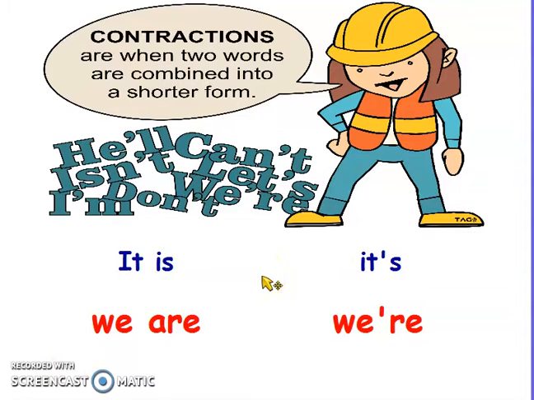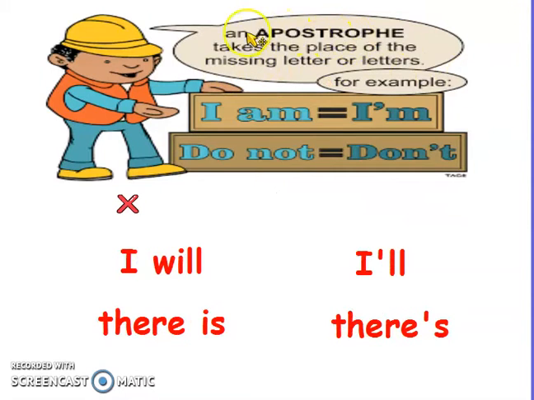Okay. What do we use to make these contractions or to have the short form? We use the apostrophe. نستخدم apostrophe. An apostrophe takes the place of the missing letter or letters. الapostrophe نستخدمها بدل الأحرف المفقودة أو اختصرناها.